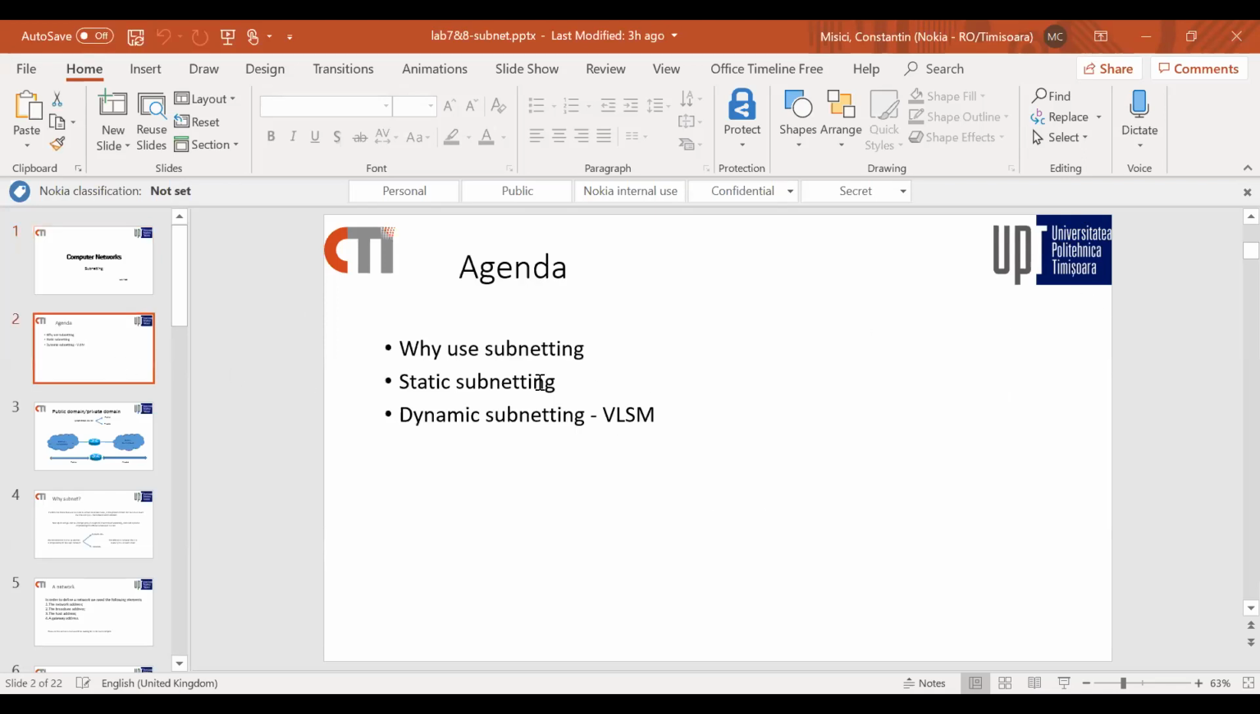So we're going to talk about why use subnetting. Then we're going to talk today about static subnetting, leaving the dynamic part for next time. We don't want to overburden you too much, and it's easier that way, and the information gets time to sink in.